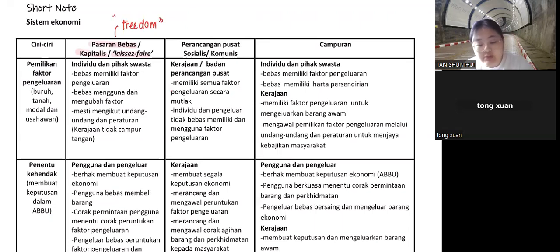Are full of freedom. That's why when they ask you to explain about sistem ekonomi bebas, you're going to tell me who can own the factors: individu dan swasta bebas memiliki. They are bebas memiliki and bebas mengubah faktor. As long as mengikut undang-undang, they can do whatever, they can own whatever things. All right. But in perancangan pusat, socialism, in a socialism or in a communist, do they have rights?